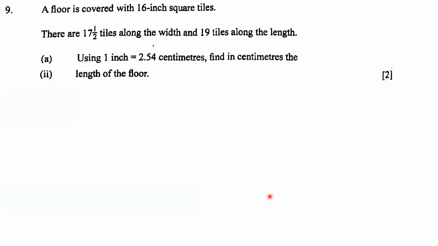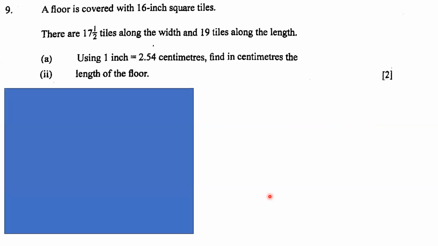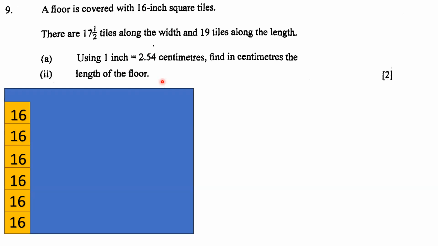Okay, let's move on to the next part of the question. It says we want to figure out the length of the floor. So imagine our floor again. We have 1 tile, 2 tiles, 3 tiles, 4 tiles, 5 tiles, 6 tiles. We actually have 19 tiles along the length, right? I only drew a certain amount, but imagine we have 19 tiles along the length. And notice that each of these tiles is a 16-inch square tile, so it's going to be 16, 16, 16, all the way up to 19 tiles.